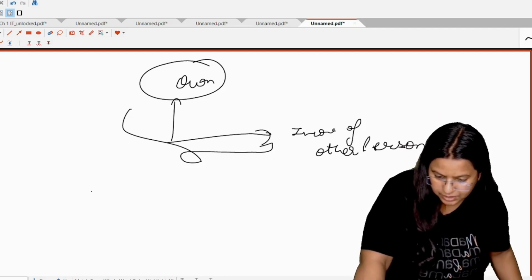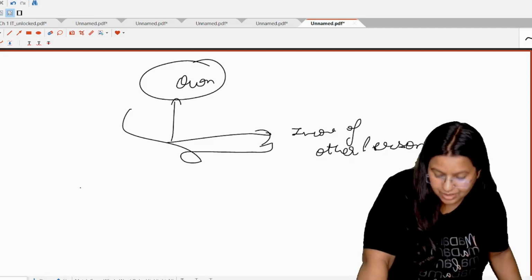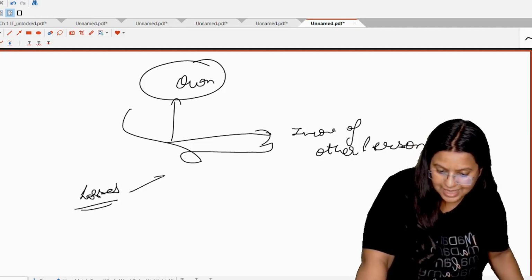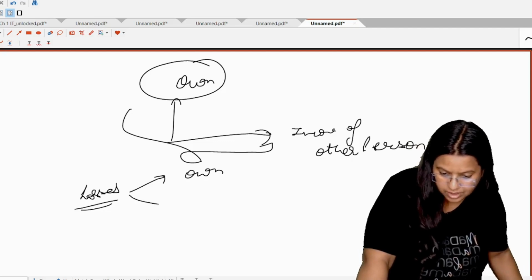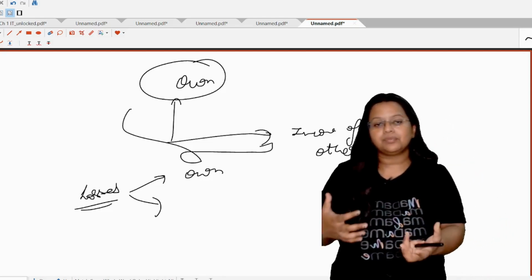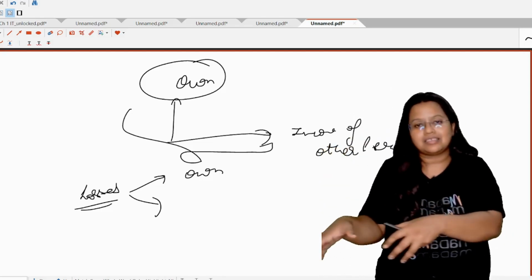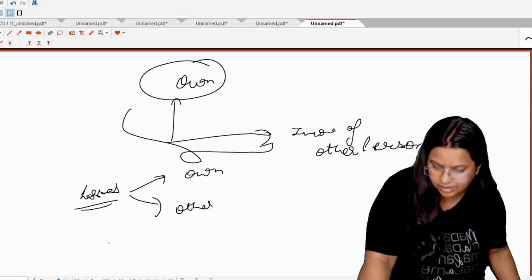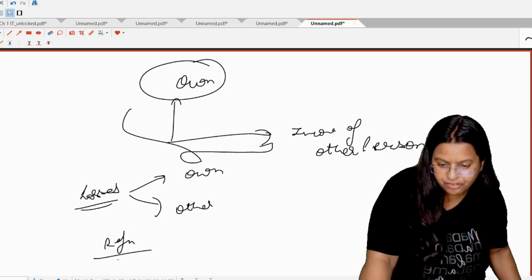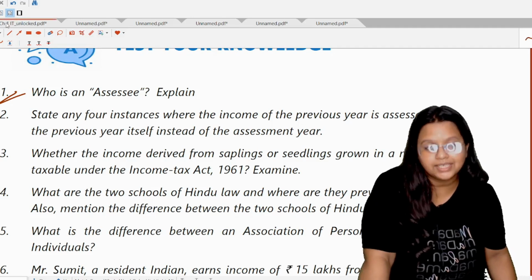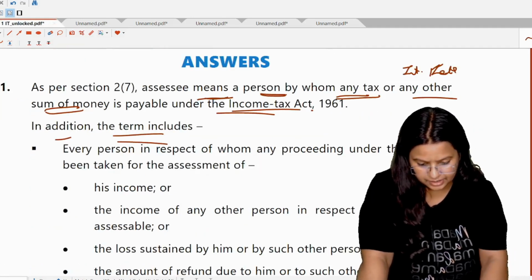Now, the third point is if any proceeding has been started for losses. The losses can be his own, or similarly under the clubbing provisions, the loss of any other person for which he is assessable. Next point, so we have covered four points here: if any kind of refund is due to that person. So all these persons will be covered under the category of assessee.